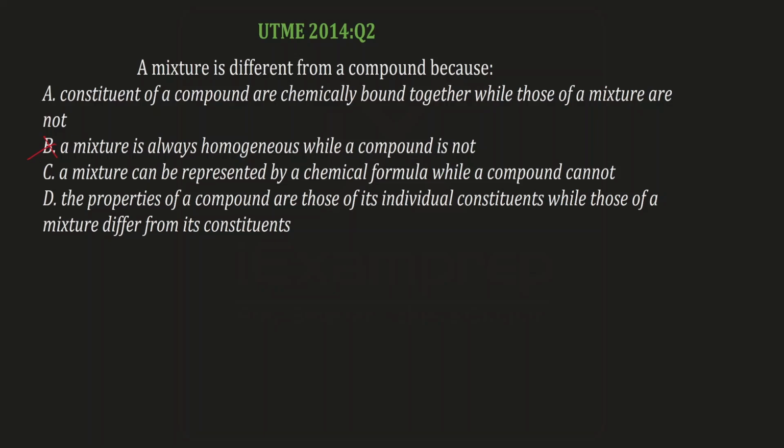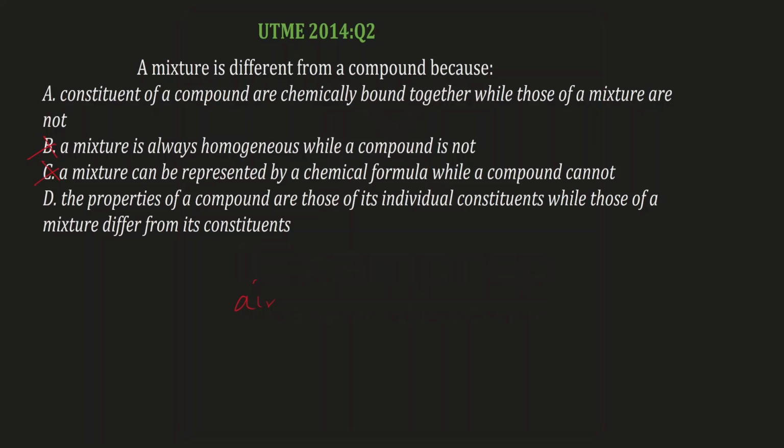Option C says a mixture can be represented by a chemical formula while a compound cannot. That is incorrect, right? A mixture cannot be represented by a chemical formula. Take for example, air is a mixture of gases and there's no chemical formula for air, right? So a mixture cannot be represented by a chemical formula. Why? Because components of a mixture are combined in random ratio. There's no fixed ratio for components of a mixture, so there cannot be a chemical formula to represent them.